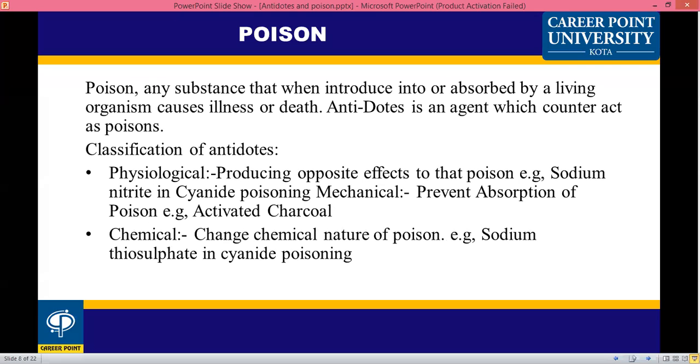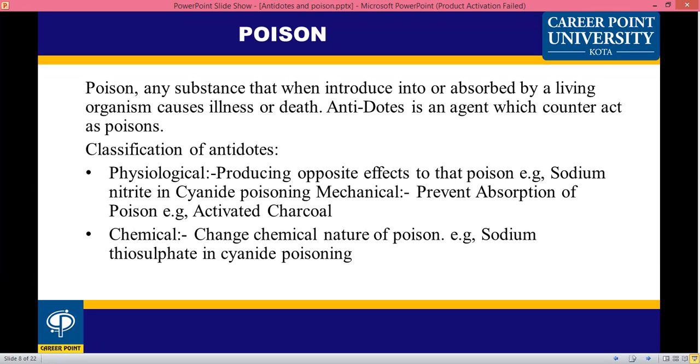Next one is poison. What is poison? Poison is any substance that, when introduced into or absorbed by a living organism, causes illness or death. This is known as poison. If a person has taken poison and is given an antidote, these agents counteract the effect of poison.